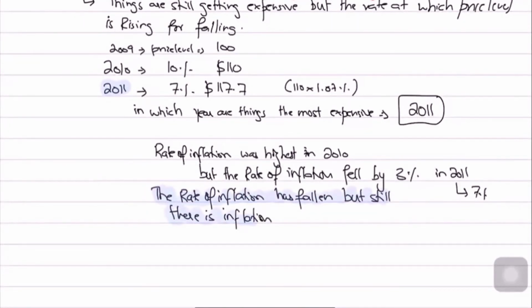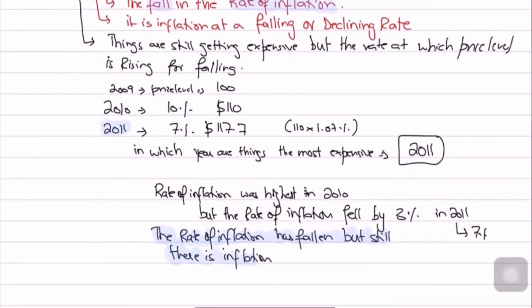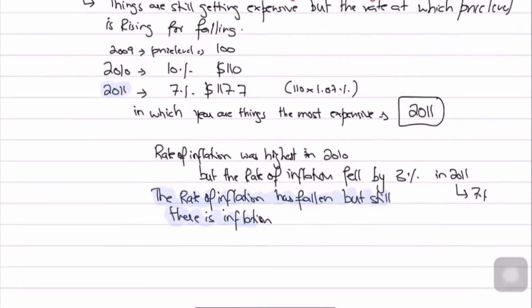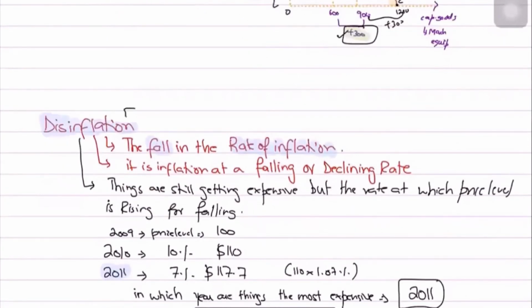What is disinflation? Disinflation means inflation at a decreasing rate. But the rate is decreasing, still price level is rising, still the cost of living rises and the value of money falls. So the rate of inflation has fallen, but still there is inflation. And even during disinflation, the cost of living is rising and the real value of money is falling, even during disinflation.